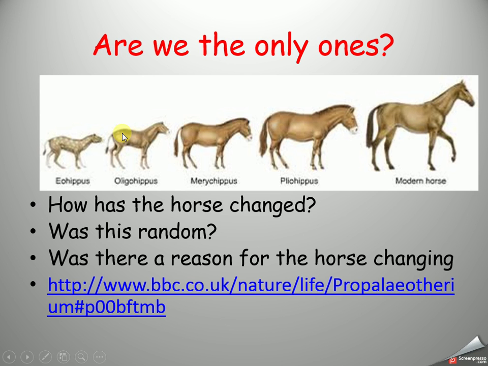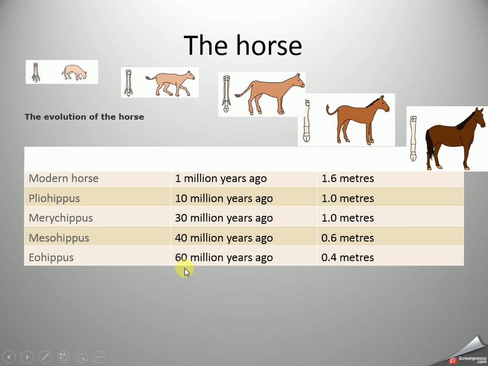This is a horse. This is the modern horse, how we know it today, and this is how the horse used to be. So the key question is, how has the horse changed? You can see the height has increased, it's more muscular, and obviously it has lost its spots. Was this random? We have got to know the reason why animals have changed over millions of years, which pretty much answers this question.